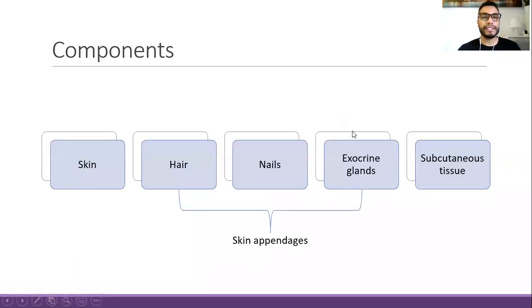The main components of the integumentary system are the skin and subcutaneous tissues, right? The skin is the most superficial layer and the subcutaneous tissue is the deepest layer. In between, we have some other components that are called skin appendages or derivatives. Those elements derive from the skin, and that's why they are called appendages.